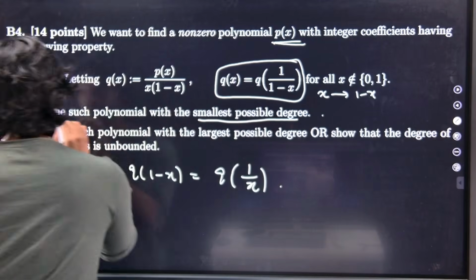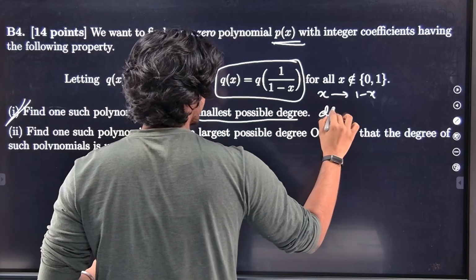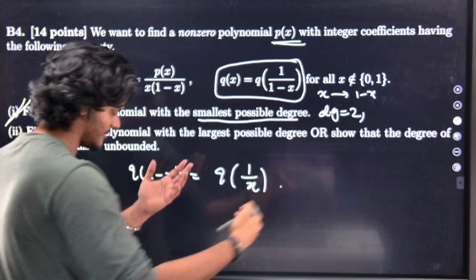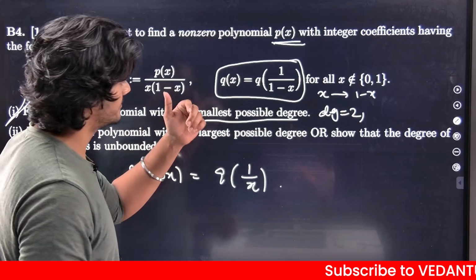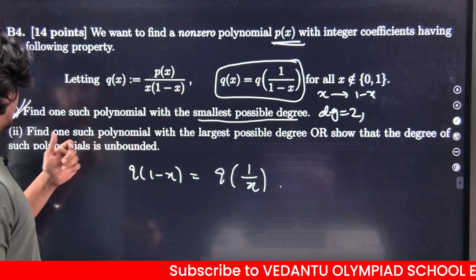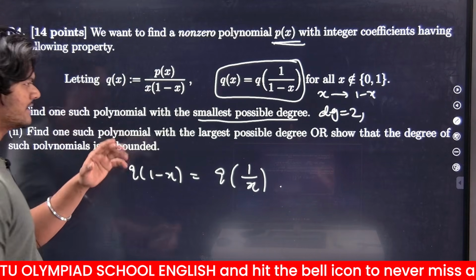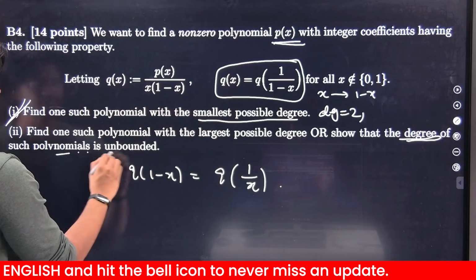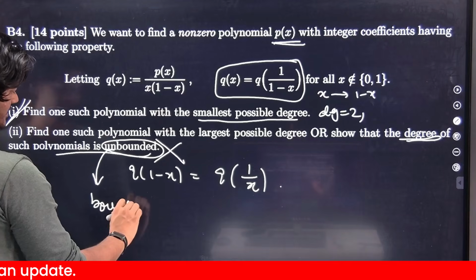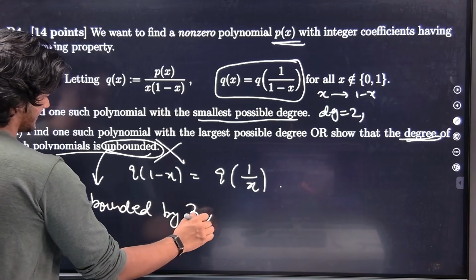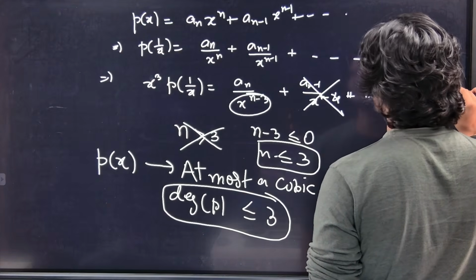So the first one is solved. Smallest possible degree. So degree is 2, and we have found it. Second one, find one such polynomial with the largest possible degree. Show that the degree of such polynomial is unbounded. No. We already found that the degree of such polynomial is bounded. It is wrong. It is bounded by, can be at most 3. So we will find if it is possible for degree 3.